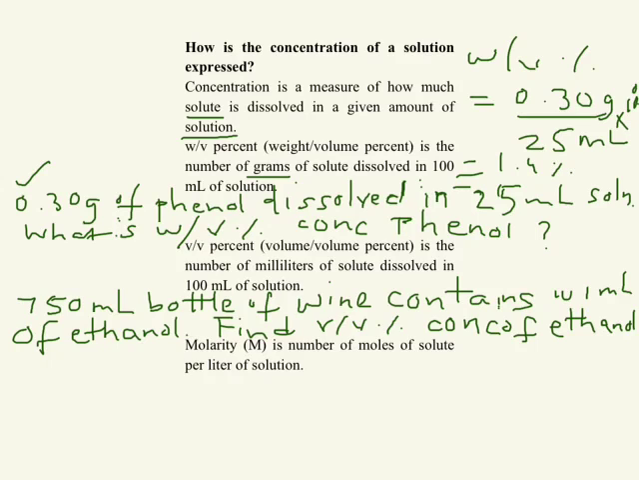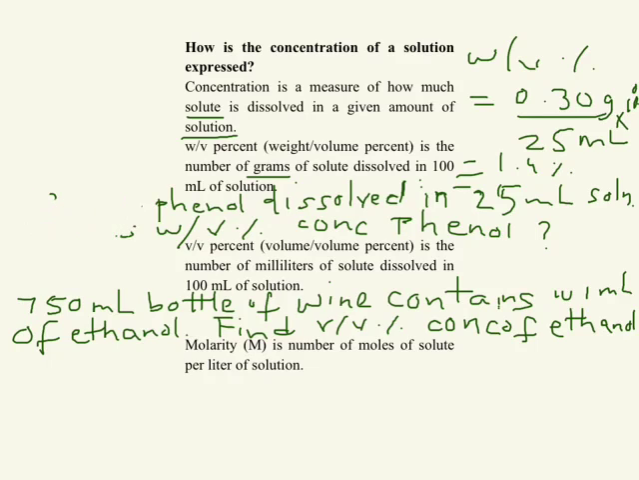So your answer will be 1.4% weight by volume phenol. That means if you dissolve 0.30 grams of phenol, making 25 ml of solution, you can call that solution 1.4% weight by volume phenol.